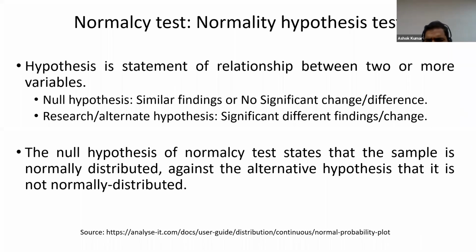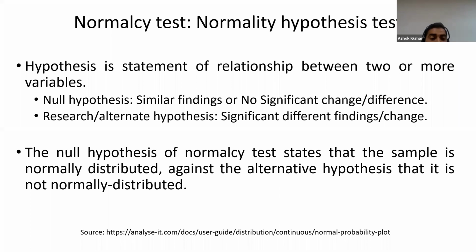As we know, a hypothesis in a normalcy test, and in general, is a statement of relationship between 2 or more variables. The null hypothesis means similar findings or no significant change or difference. And in research or alternate hypothesis, there is a significant difference in findings or change. The null hypothesis of the normalcy test states that the sample is normally distributed, and we want our sample to be approximately normally distributed.